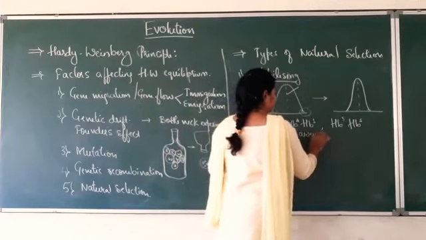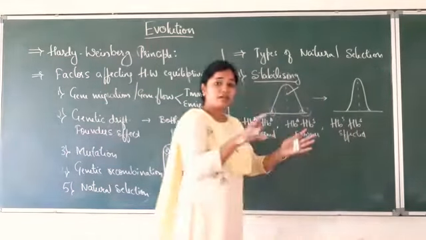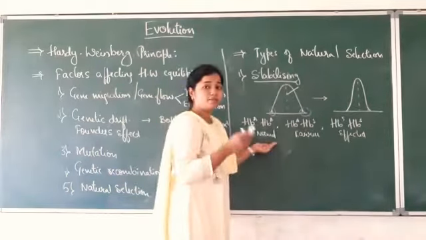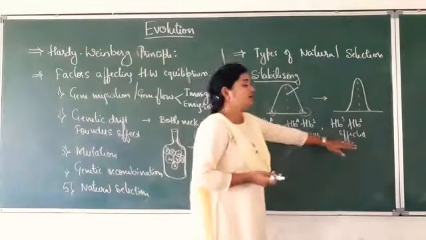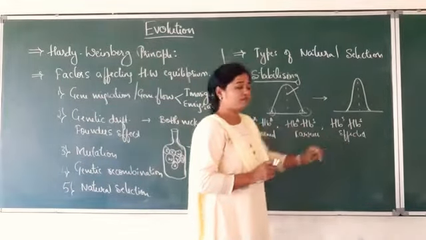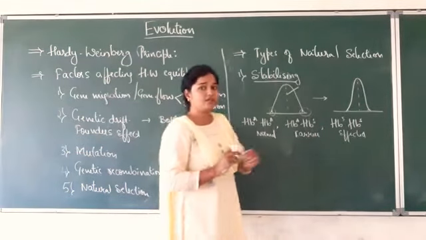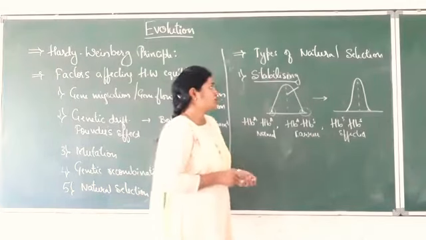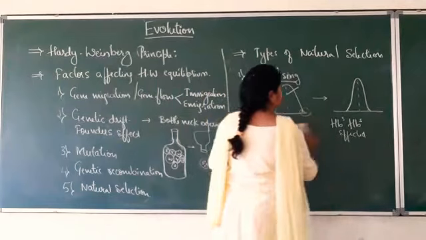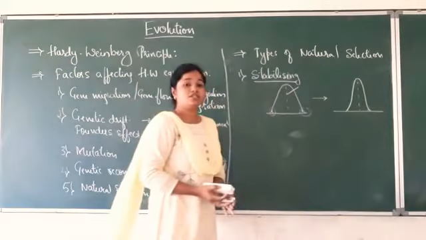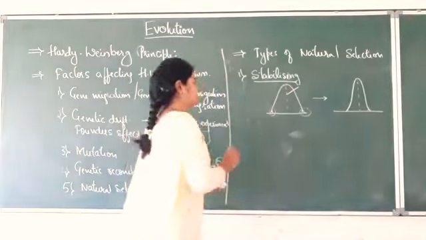Normal, carrier and affected. Whenever there is a situation of malaria, even the normal cells are not able to survive and the affected individuals are also not going to survive, but nature is going to select the carrier ones, which survive better in that condition. So sickle cell anemia is an example for stabilizing natural selection. In the stabilizing type of natural selection, the intermediates are more selected by nature and the extremes are eliminated.